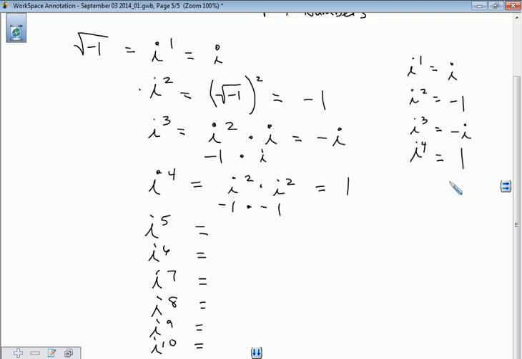Can you explain to me the process of i squared? Okay, since i is the square root of negative 1, in i squared I could substitute the square root of negative 1 in where the i was. And then the square and the square root are going to cancel. So we get negative 1.